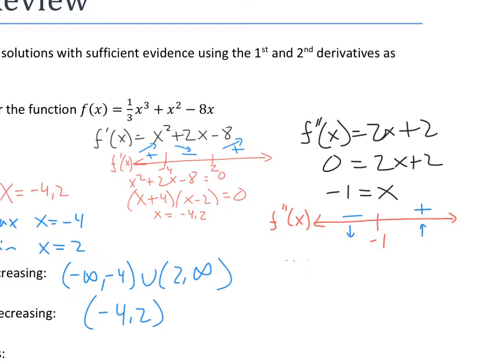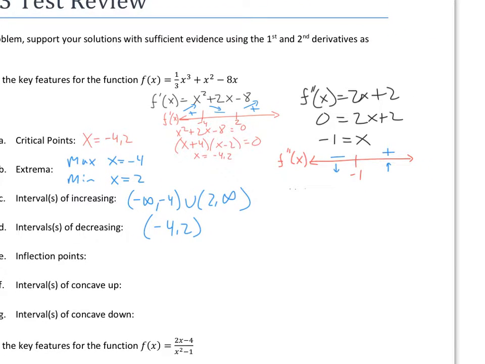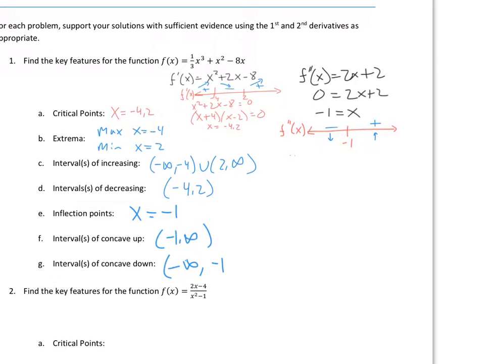So that's our concavity. So we can come over here. We do have an inflection point because it changes. Inflection point is at x equals -1. Interval of concave up is going to be from -1 to infinity. Concave down would be from -infinity to -1. All right. And there you have it. Okay, there's a polynomial. Not too shabby. Should be pretty quick to do that.